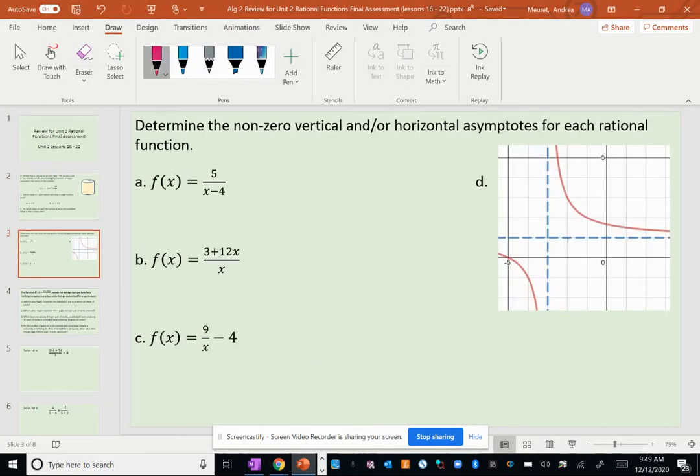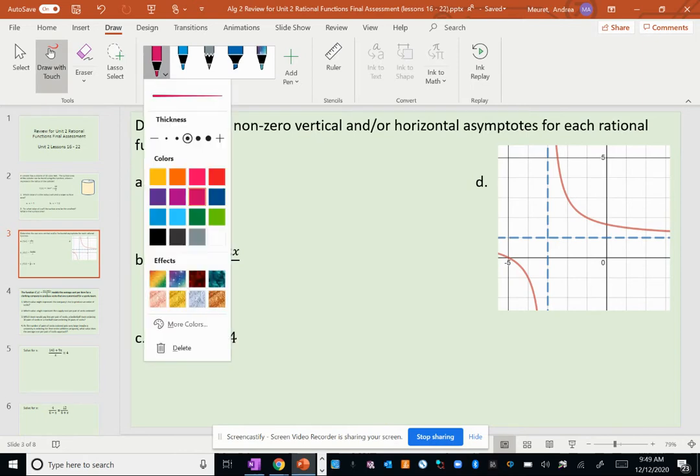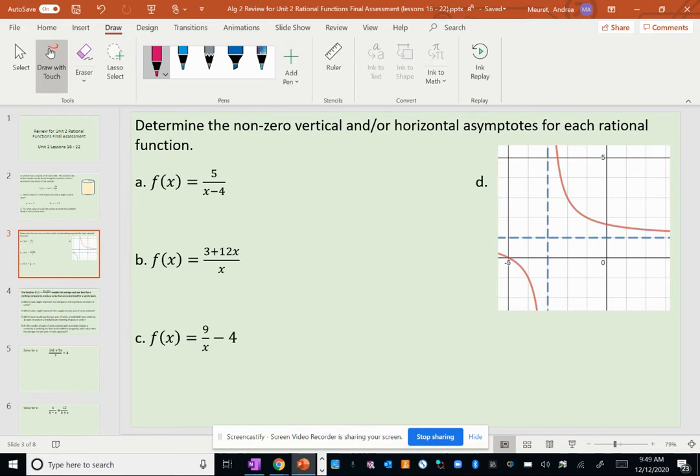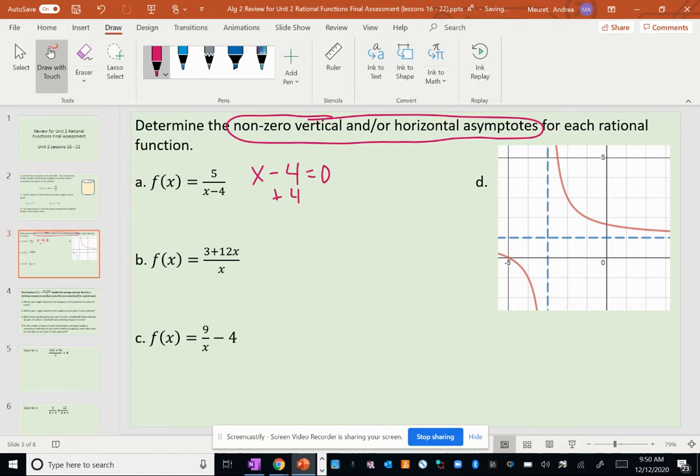On the next one, I'm going to do some work on the screen now. Okay, so we have to determine the non-zero vertical and/or horizontal asymptotes for each rational function. For A, I have this equation written, and I know that if the denominator of the fraction is equal to 0, we would have an asymptote. So x minus 4 equals 0. Add the 4, and we get x equals 4. So x equals 4 is the asymptote, and that is vertical.